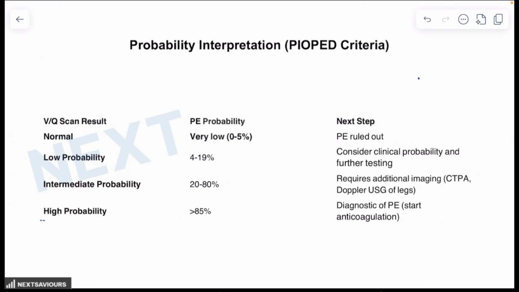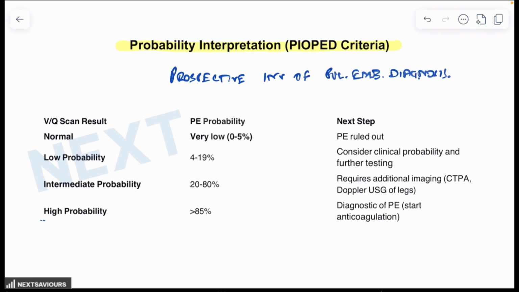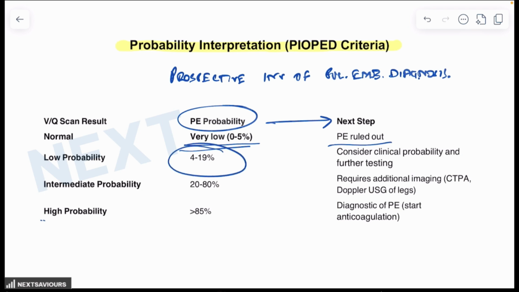So based on these mismatches, the probability interpretation is done based on PIOPED criteria. So what is PIOPED criteria? It is the Prospective Investigation of Pulmonary Embolism Diagnosis. That means based on the probabilities, what is the next step? Like, if the probability is very low, then the next step obviously is that the PE is ruled out. But if the probability is low, then consider clinical probability and further testing.